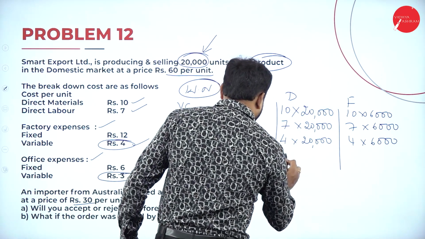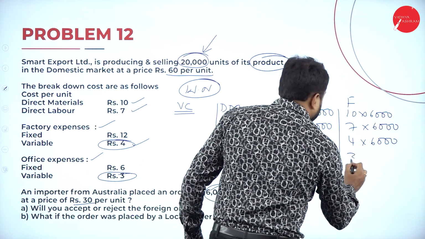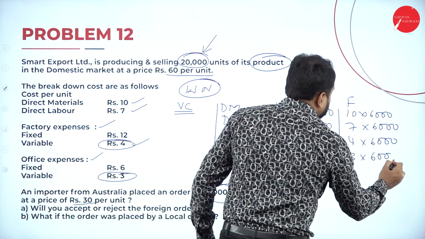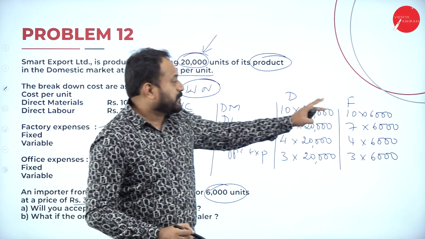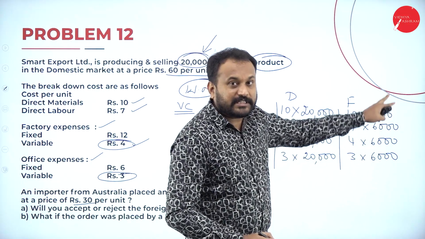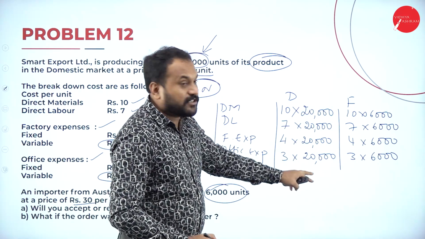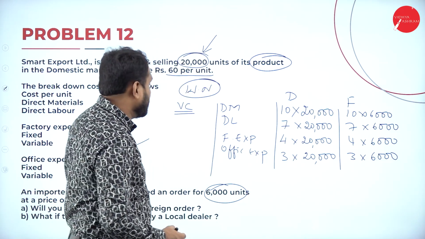Here it is 3 into 20,000. Again 3 into 6,000. See, these are the working notes which you need to go with. You go with domestic, foreign. See, for foreign it is all multiplication with 6,000. Here multiplication with 20,000. So 4 2s is 8, in the sense we have 8,000.